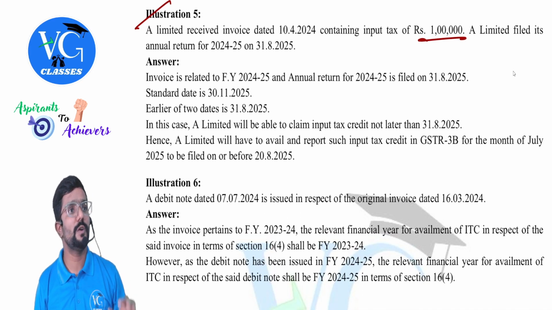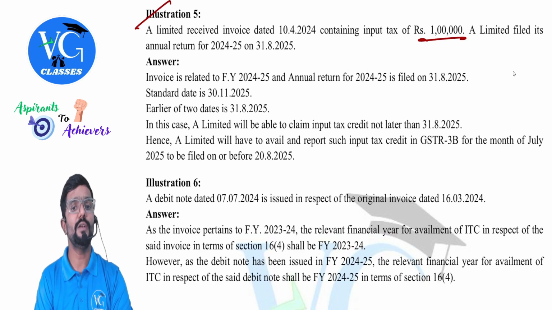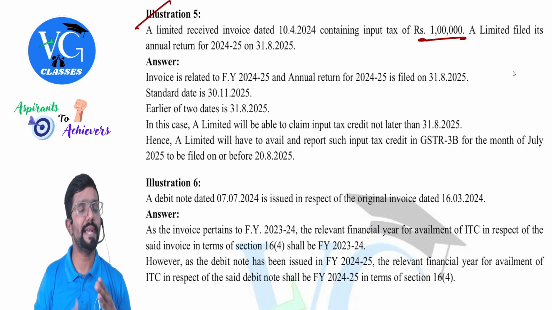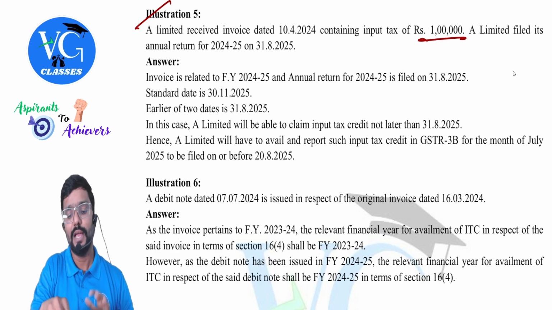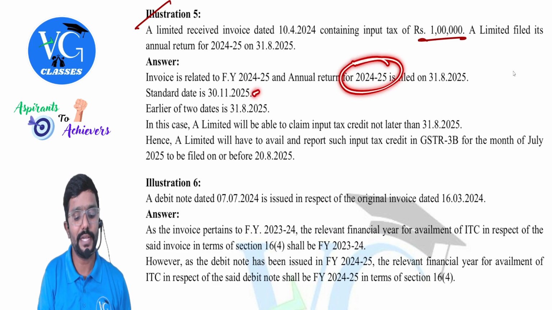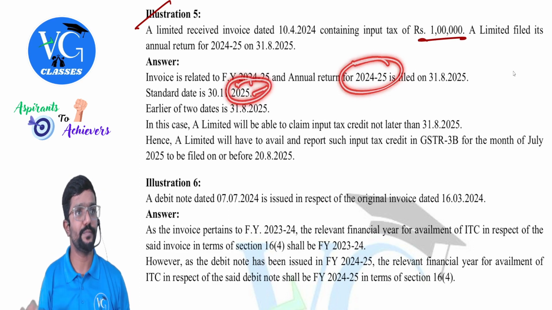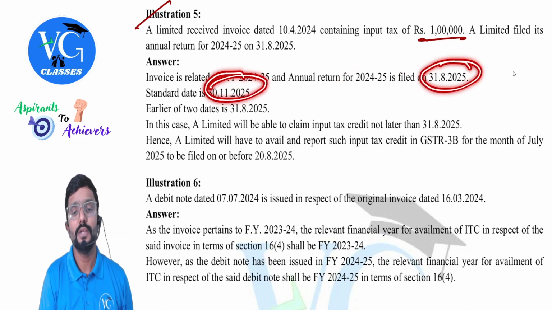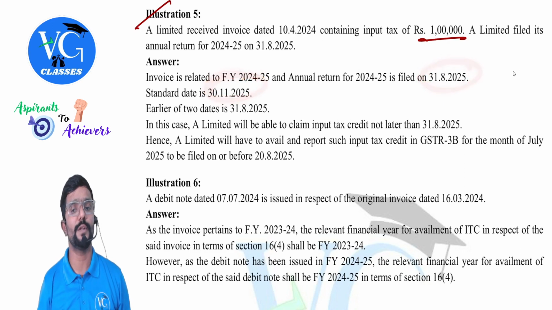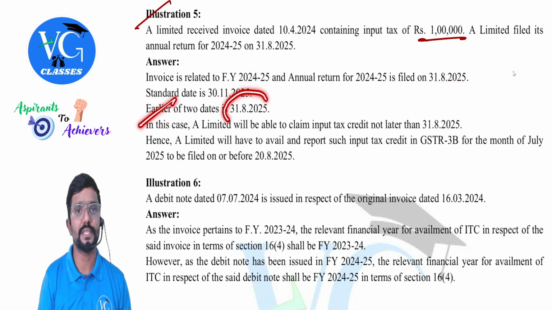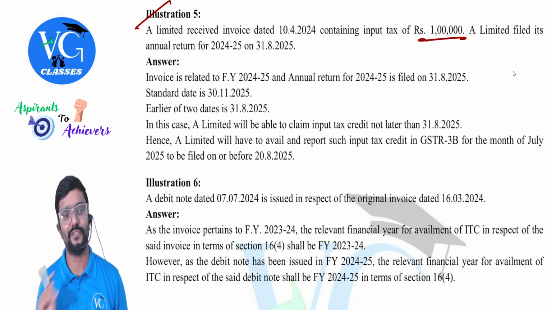Okay. Now let us come to the answer. Invoice is related to which year? 24-25. And the annual return for 24-25 is filed on what date? 31st August 2025. One of the dates. And what is the standard date? 30th November of next year. As the invoice is relating to the financial year 24-25, I need to take 30th November 2025. So both the dates we have got. Now lock whichever is earlier: 31st August or 30th November. 31st August. So the earlier of the two dates is 31st August 2025.